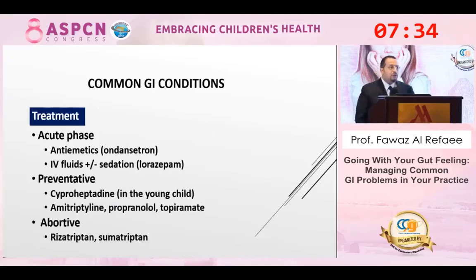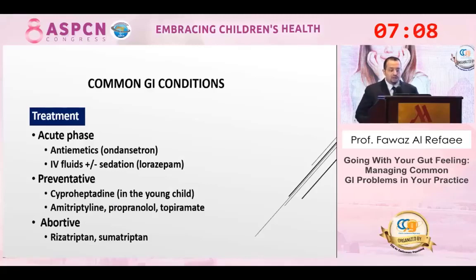For the acute phase, we give an antiemetic like ondansetron. You give IV fluid with maintenance or 1.5 maintenance dose. Good sedation, you can give a small dose of clonazepam to calm them down. If the attacks are too frequent, so one or more attacks per month, you can give cyproheptadine for children below the age of 5, or amitriptyline, which is a tricyclic antidepressant, with a small dose and then increase it, in children above the age of 6.